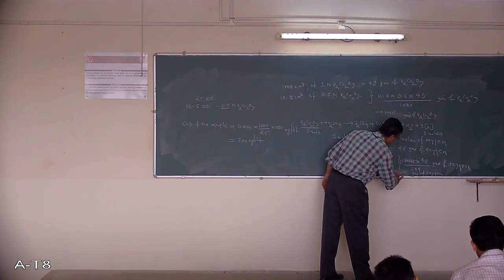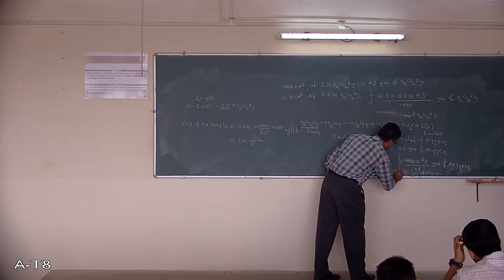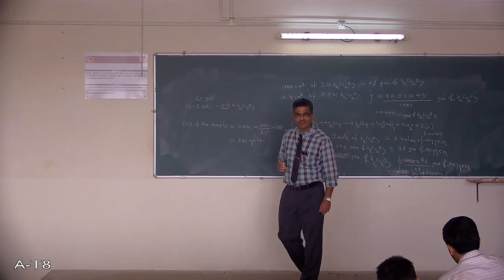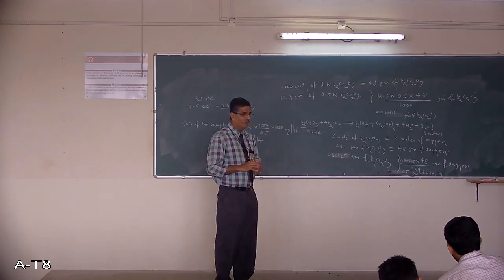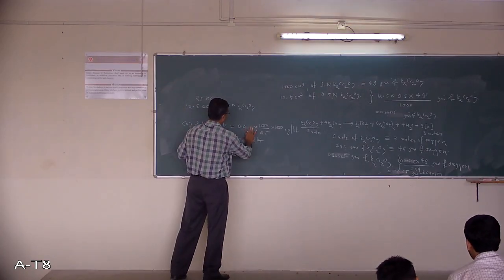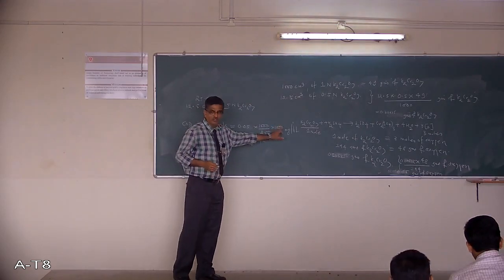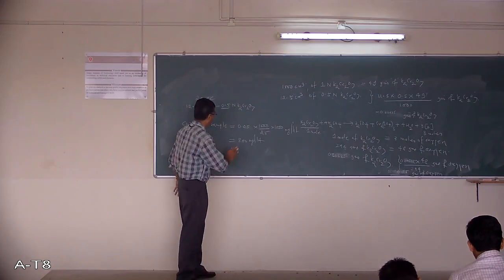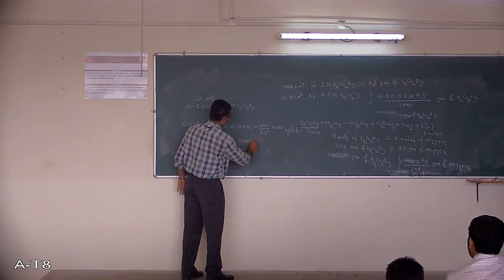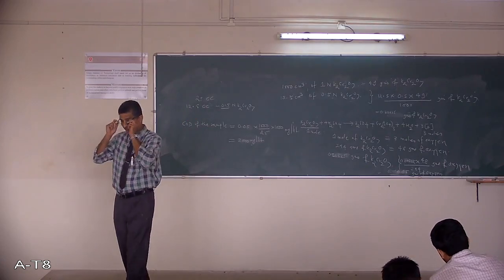So what is it here? 0.05. Good. Check it. 0.05 grams of oxygen. Okay. Then, COD of the sample, 0.05 into 1000 by 25 into 1000. So what is it here? 2000 milligrams. Okay. Now this is the answer.